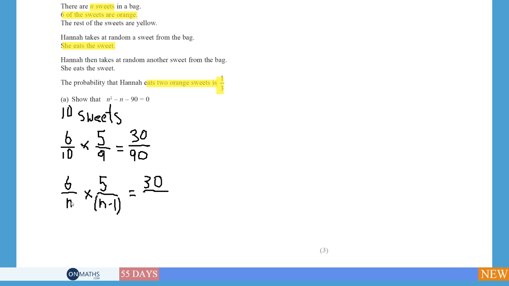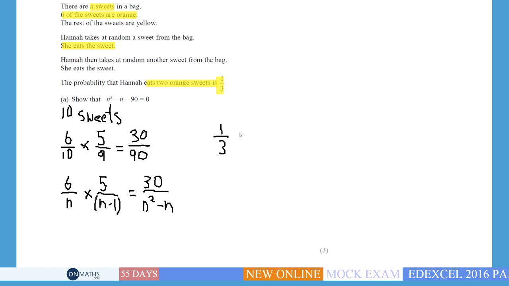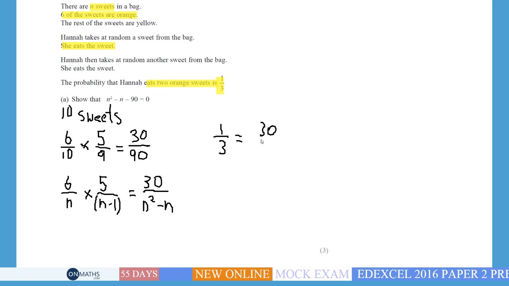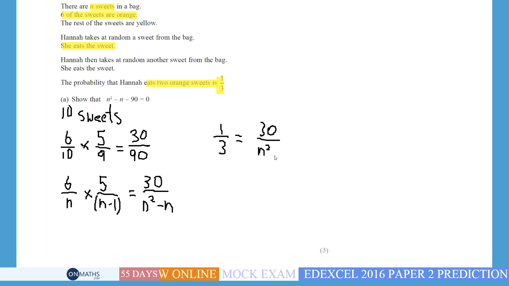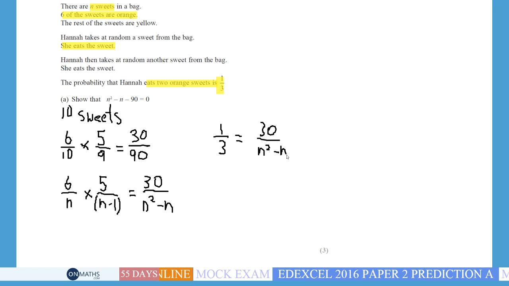Now that's a linear bracket. I've got to times the n by the first n and the n by the minus 1 to expand it. I'm just going to expand it straight away. So it's n squared minus n. Now it says in the question that it equals a third. So 1/3 equals 30 over n squared minus n.